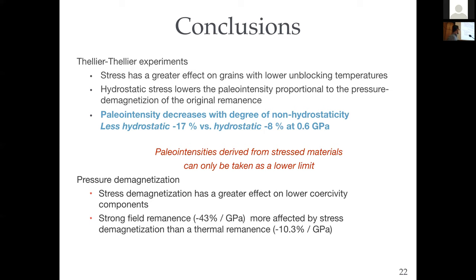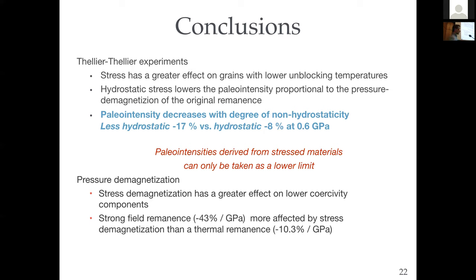From the stress demagnetization, we can see that the strain mostly affects the lower coercivities. Again, more of the multi-domain parts of the remanence are affected, and an SRM is affected much more than a TRM, which is also what we would expect.